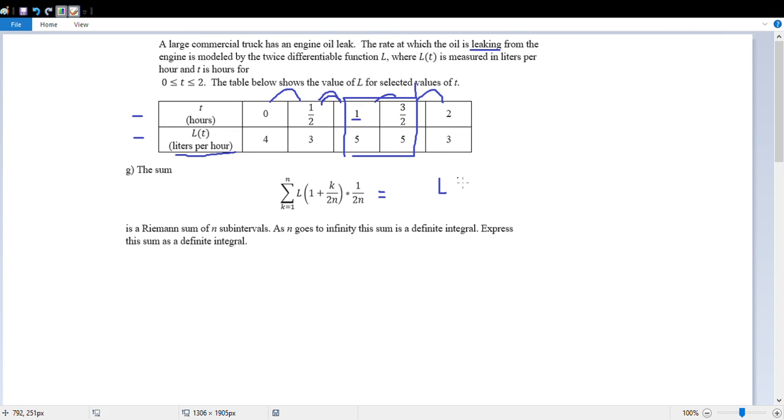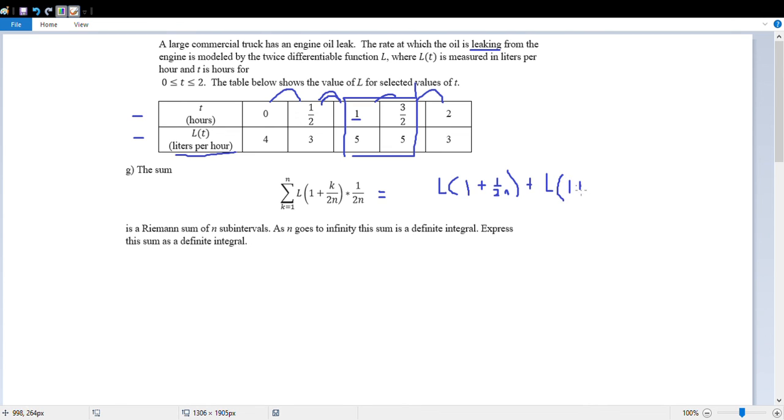So I'm going to be doing L of, well, we're going to start with k equals 1. I get 1 plus 1 over 2n. Okay, that's the first one. I only need that one and the last one, but I'll do another one just to show the pattern here.